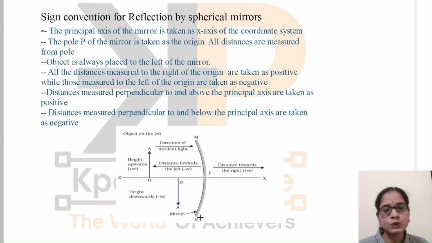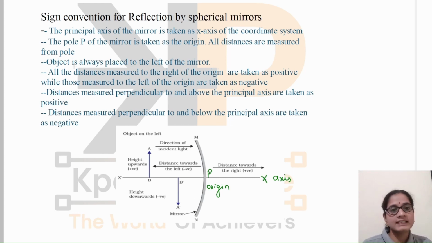Here is the concave mirror. We are considering the principal axis as the x-axis, and we are considering the pole P as the origin. Whenever we are considering any distances, we measure them from the pole. Suppose we are talking of the image distance or object distance, all these distances are measured from this pole.